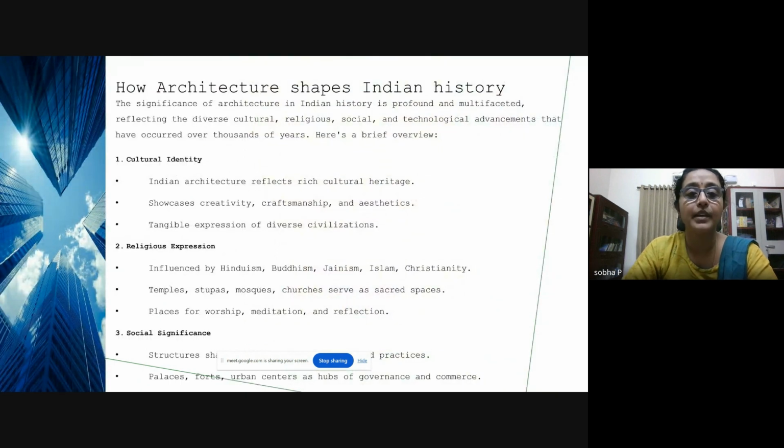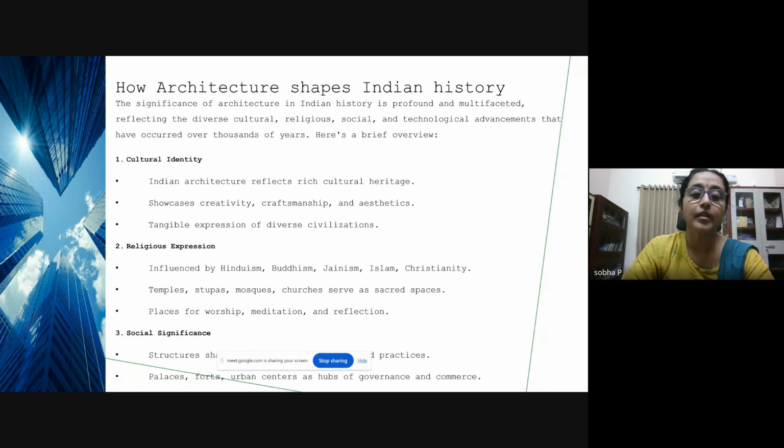The significance of architecture in Indian history, as we all know, is profound and multifaceted. Indian architecture showcases an unparalleled blend of creativity, craftsmanship, and aesthetic sensibilities. From the intricate carvings of temple walls to the domes of mosques, each structure is a testament to the artistic mastery of its craftsmen.